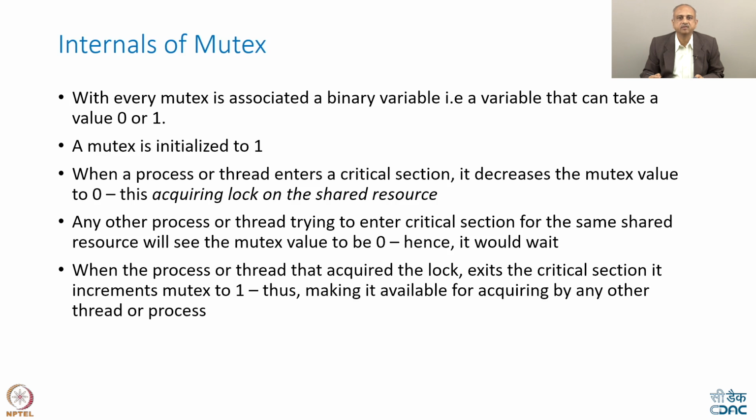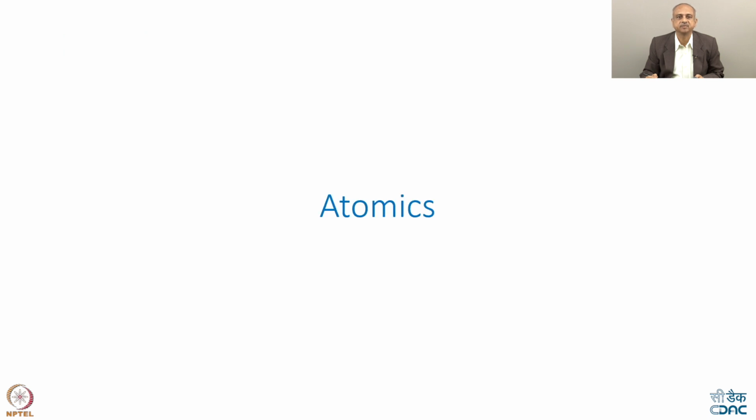Now any other thread which is trying to gain access to the mutex will see the value to be 0. Because it is 0, it will not be able to acquire it. Subsequently, the thread that acquired the lock is going to finish its critical section and it is going to make the value 1 again. Once it becomes 1, it is available to any other thread to gain it. Thus, at a time only one thread acquires the lock, uses the variable and then unlocks it so that any other thread can use it subsequently.